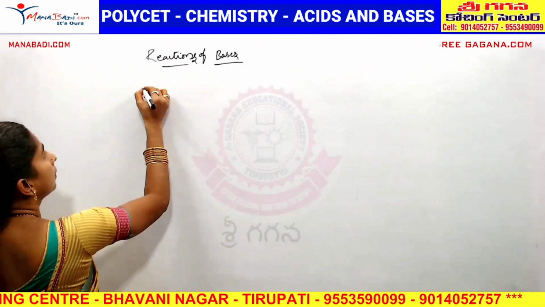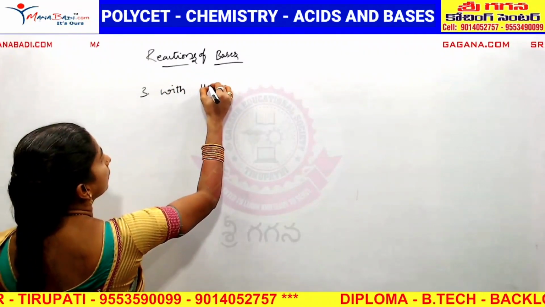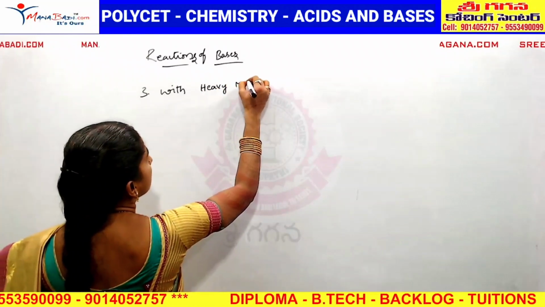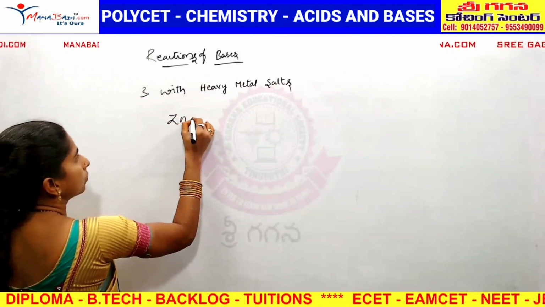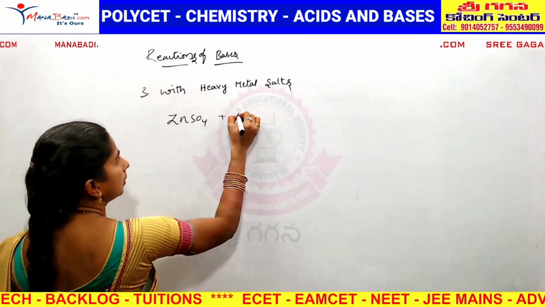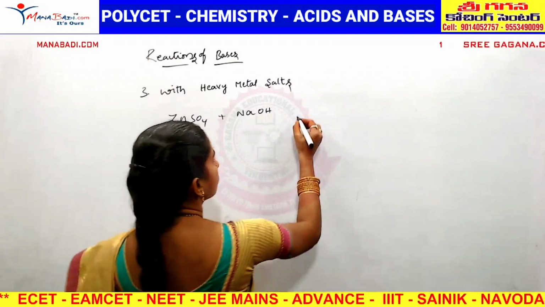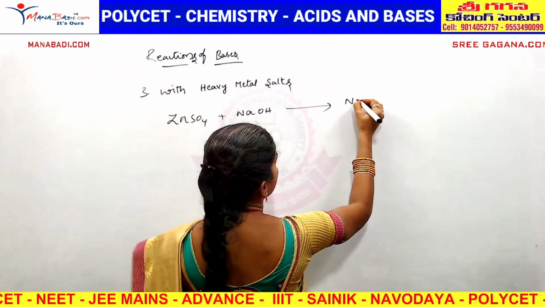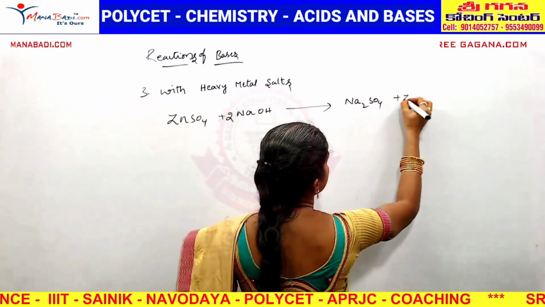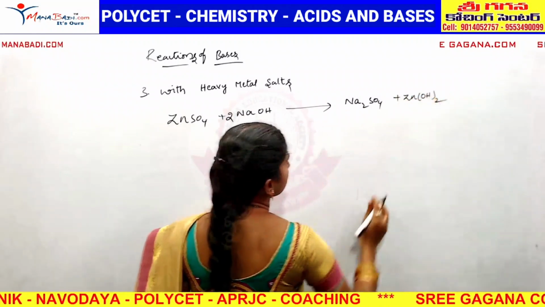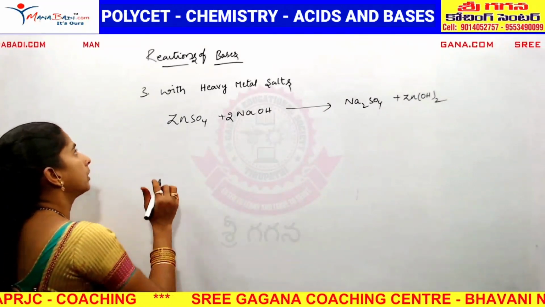After that, reaction with heavy metal salt. For example, ZnSO4 plus NaOH. ZnSO4 plus NaOH undergoes a double displacement reaction, forming Na2SO4 and Zn(OH)2.